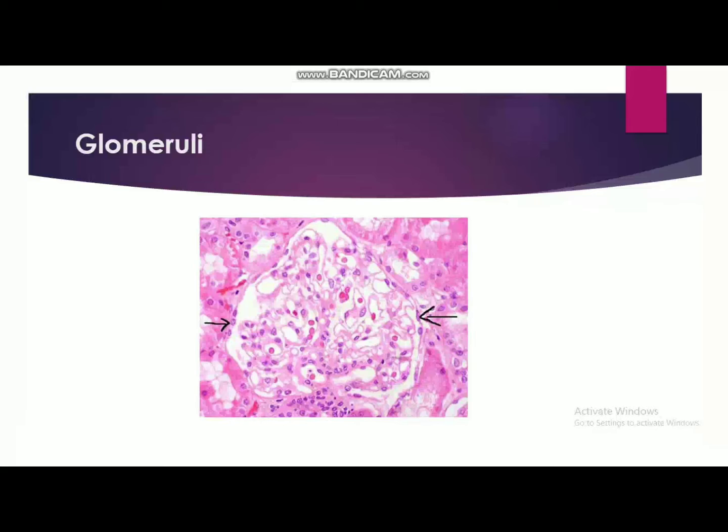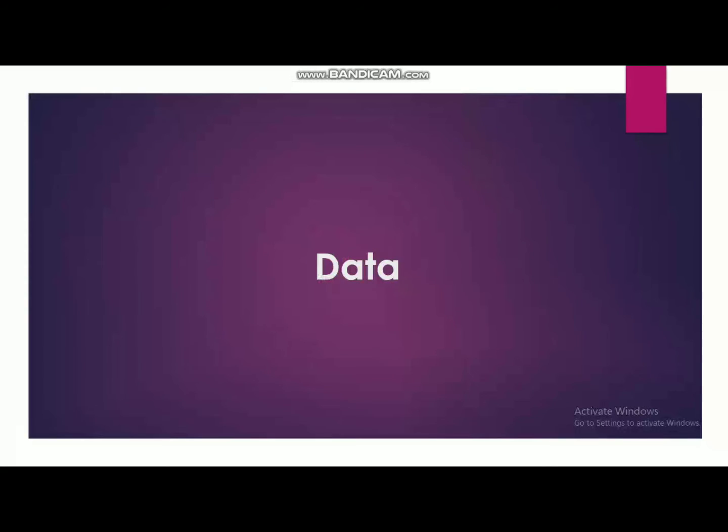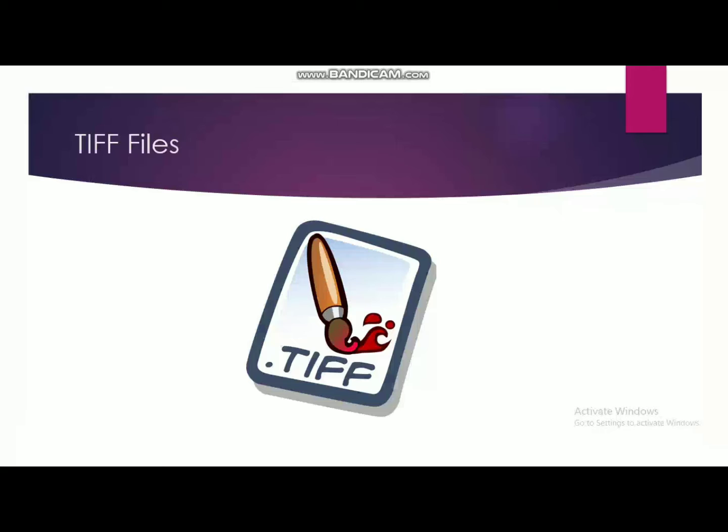When glomeruli are damaged and can't function as they should, it's called glomerular disease. Many diseases and conditions can damage the glomeruli. I think enough background information, and we can move to data now. So the dataset contains a bunch of TIFF files.